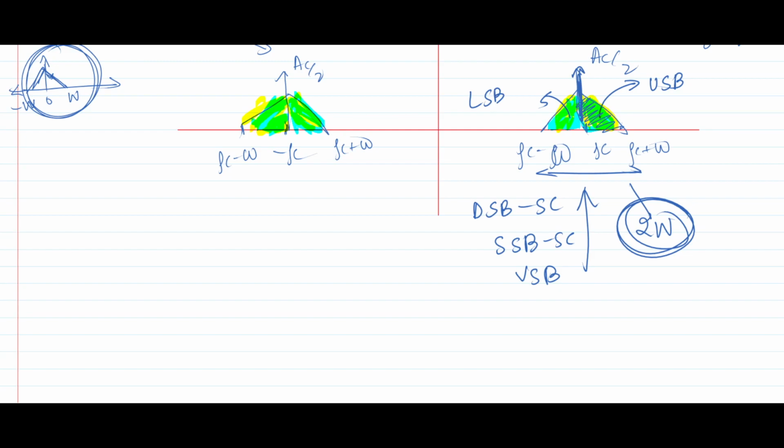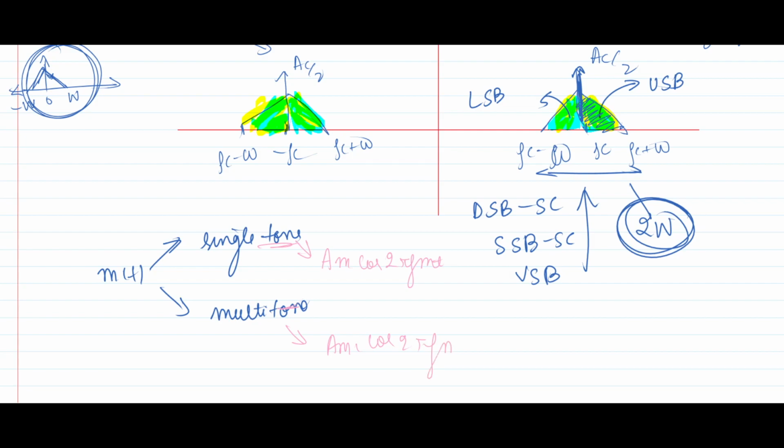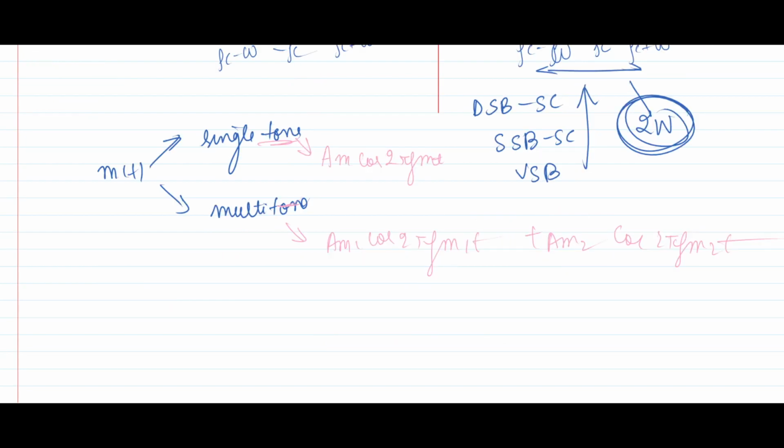So the signal m(t) can be a single tone signal or it can be a multi-tone signal. For all of those who are unaware of what single tone and multi-tone are, a single tone is a signal containing a single frequency, like Am cos 2 pi fm t. But multitone contains multiple frequency components like Am1 cos 2 pi fm1 t plus Am2 cos 2 pi fm2 t. So this contains multiple frequency components.